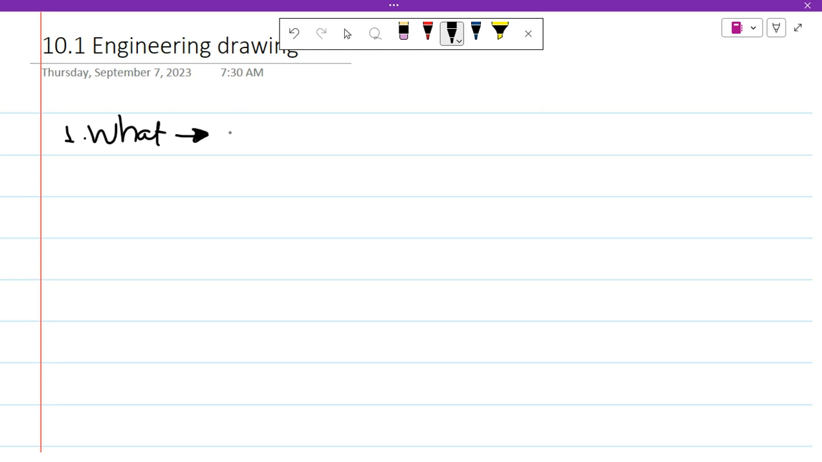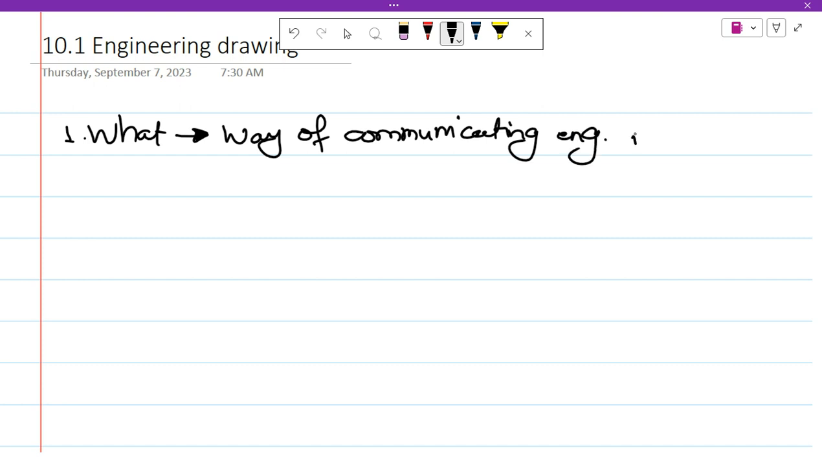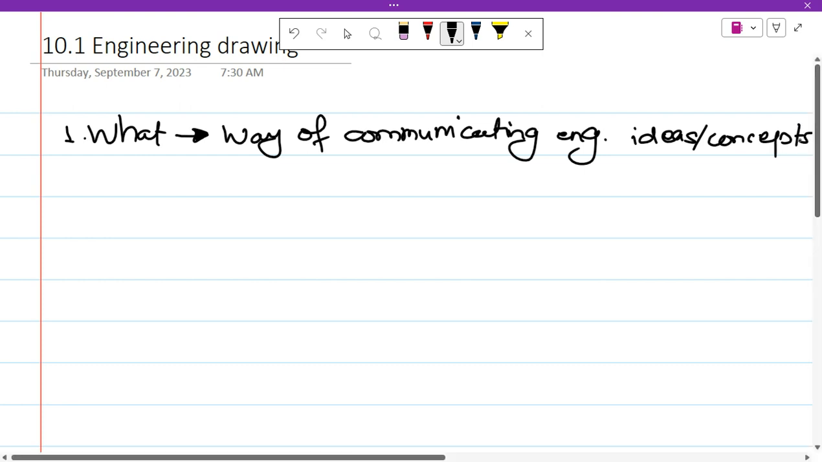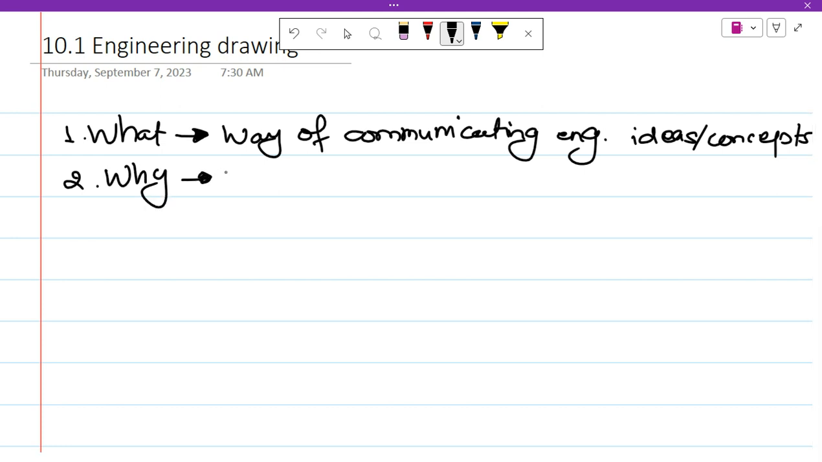Engineering drawing is a way of communicating engineering ideas, concepts, or designs, or simply designs. Okay, so why is this important? This is important because engineering drawing makes it standard, makes it clear, and makes it easy for the communication of engineering ideas, concepts, or drawing.